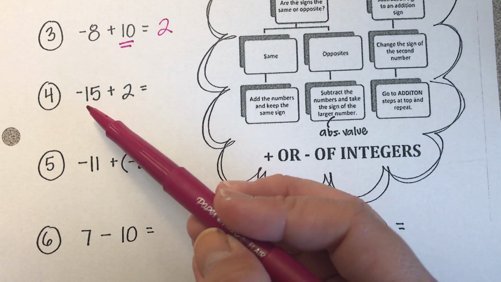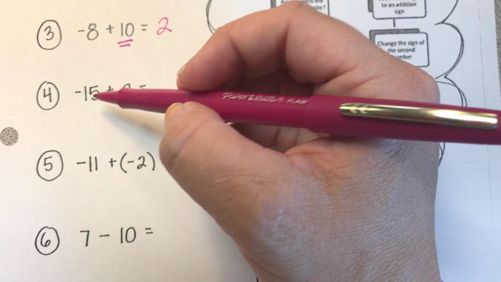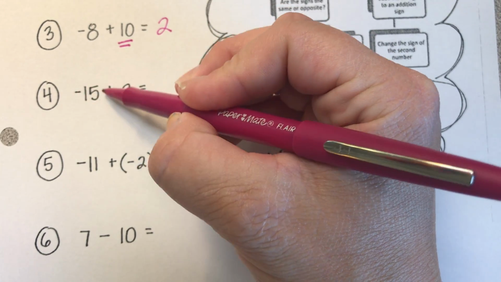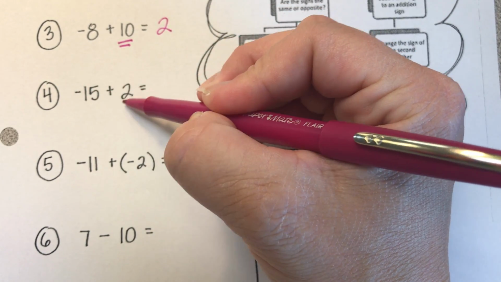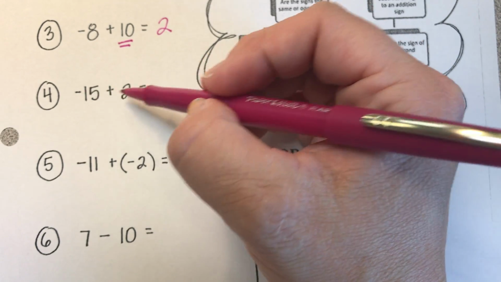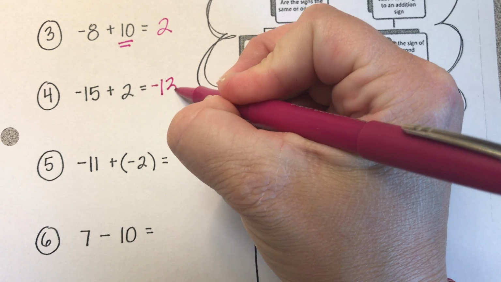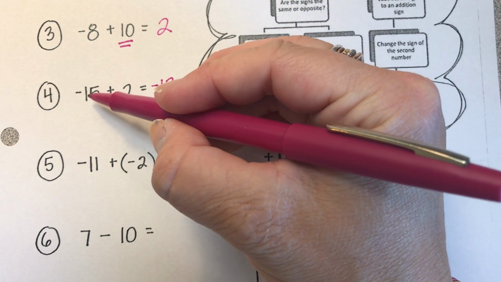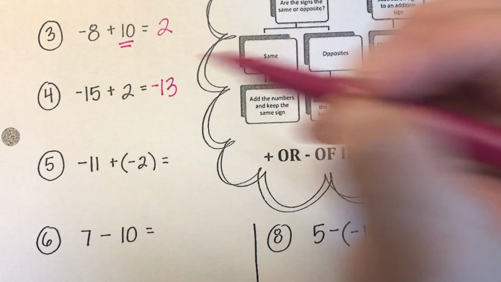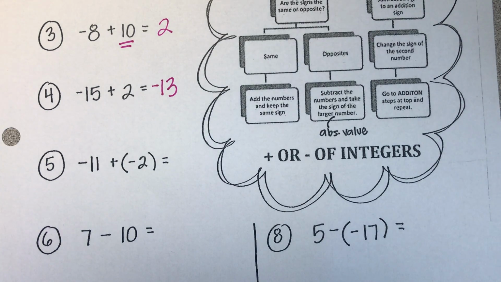Okay, look at number 4. Same thing, they're different signs. So you're gonna subtract, right? If there's 15 really negative people and 2 positive people, who's gonna win? Which team has more people? The negative team, and they have 13 more. Right? The difference between 15 and 2 is 13, and the negative team had more people.